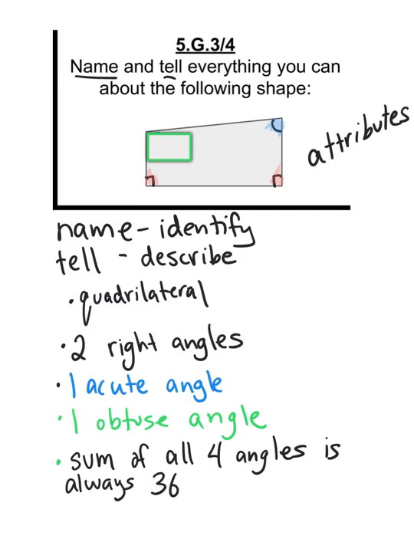Isn't that amazing? So if we added up right angle plus right angle, that would give us 180 degrees, plus this blue acute angle here, plus this obtuse angle here, it would equal 360 degrees exactly. It never fails.